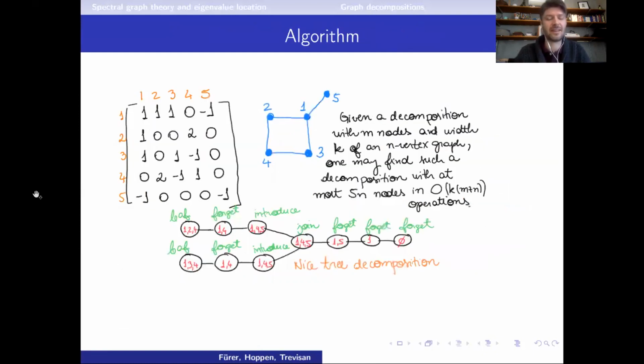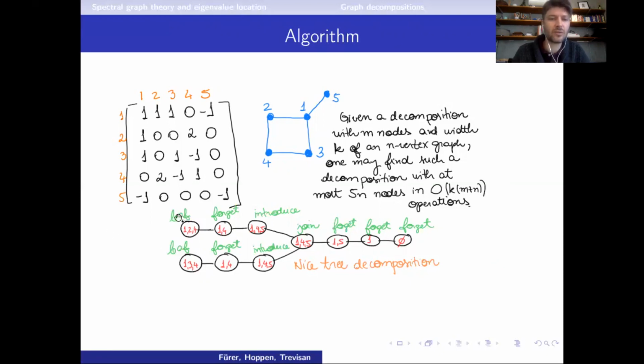Okay, so let's see an example. Here I have a matrix, and I have the graph associated with that matrix. And I also have a tree decomposition that is a nice tree decomposition in the sense of Kloks. Ours is a little bit different. I'm not going to show exactly the difference, but I'll mention it later. So in a nice tree decomposition, we have four kinds of nodes: the leaf nodes, forget nodes, introduce nodes, and join nodes.